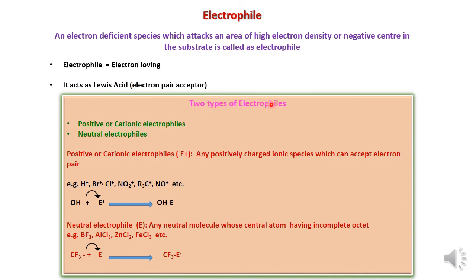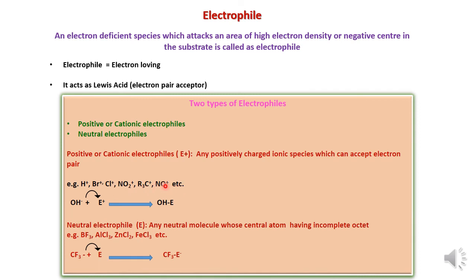There are two types of electrophiles. One is called positive or cationic electrophiles, and the second is the neutral electrophiles. Positive or cationic electrophiles are denoted by E plus, so a positive charge is there. Any positively charged ionic species which can accept an electron pair is a positive or cationic electrophile. Some examples you can see: H plus, Br plus, Cl plus, NO2 plus, R3C plus, NO plus.